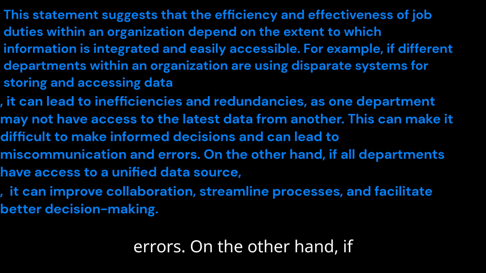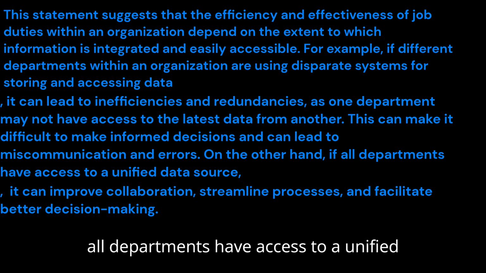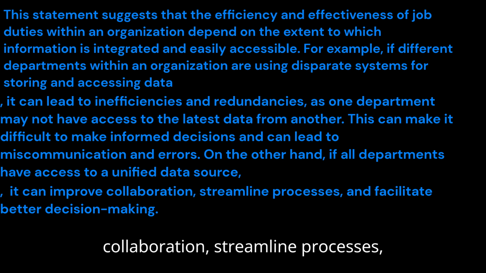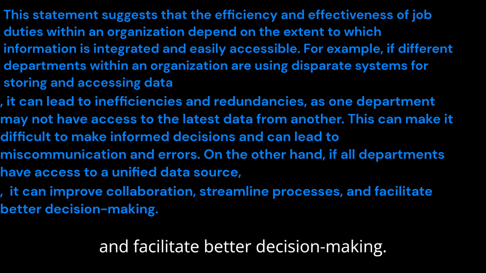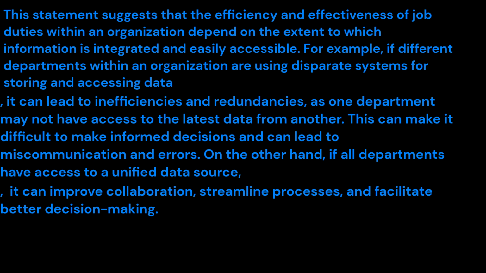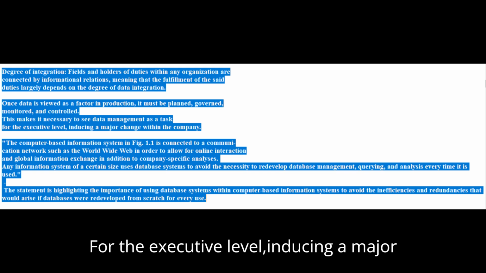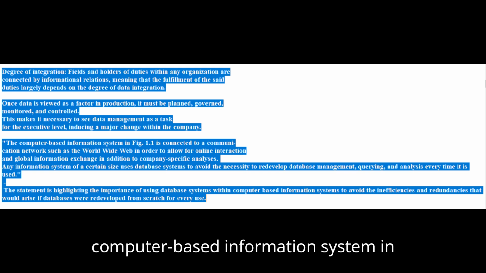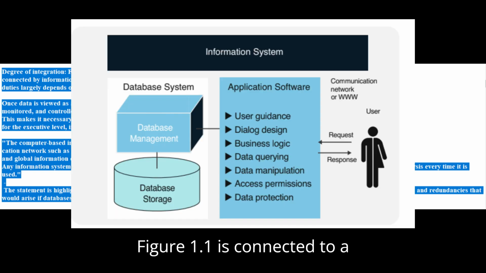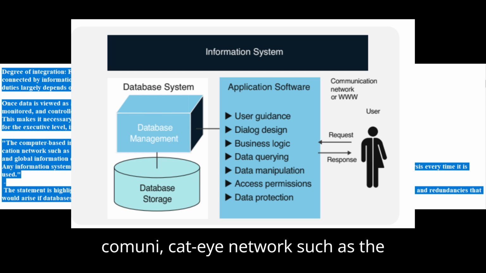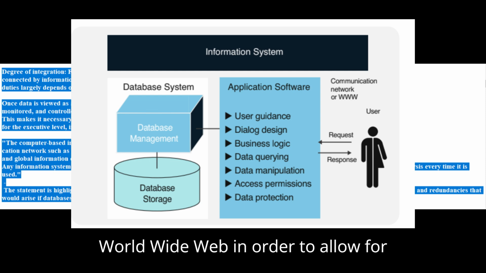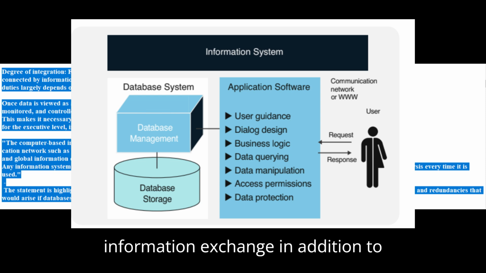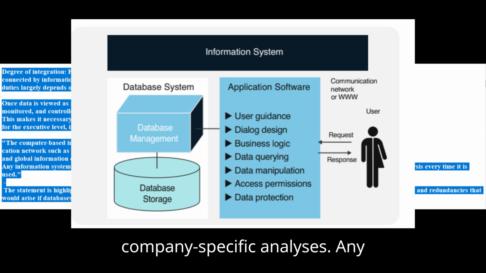On the other hand, if all departments have access to a unified data source, it can improve collaboration, streamline processes, and facilitate better decision-making. For the executive level, inducing a major change within the company. The computer-based information system in Figure 1.1 is connected to a communication network, such as the World Wide Web, in order to allow for online interaction and global information exchange in addition to company-specific analyses.